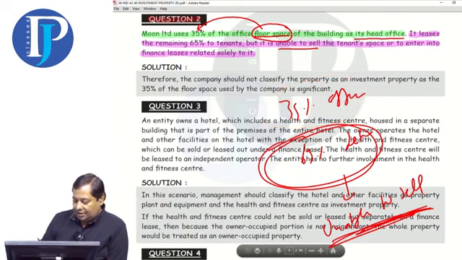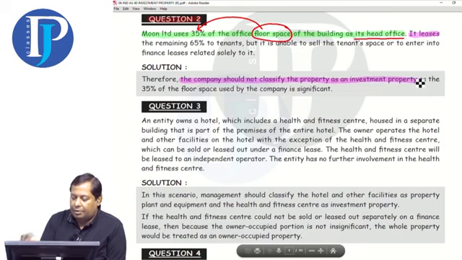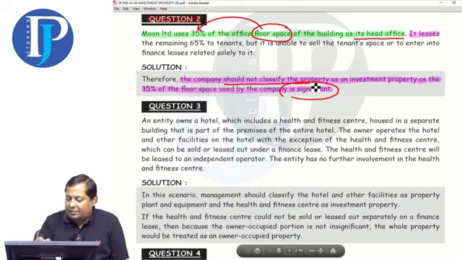Okay, let's see the answer to this. The company should not classify the property as an investment property. As the company used 35% of the floor space, it is significant. Look at this, stating 35% as significant, not considering 65% as significant. In business, if 20% or more than 20% is used, apply 16 on the entire property. So they have said it should not be classified as investment property.